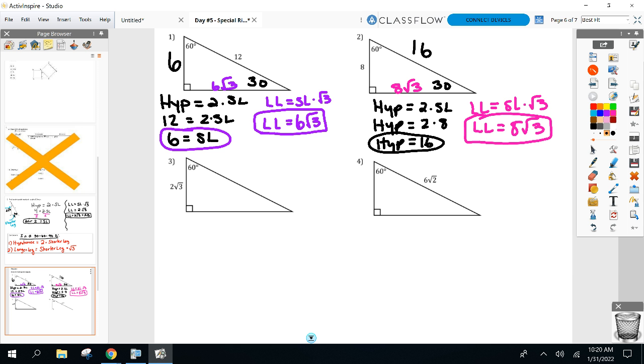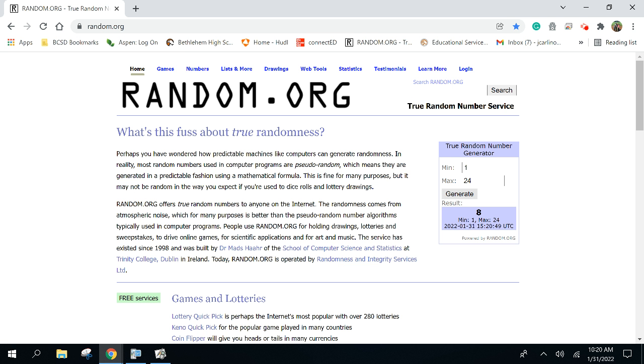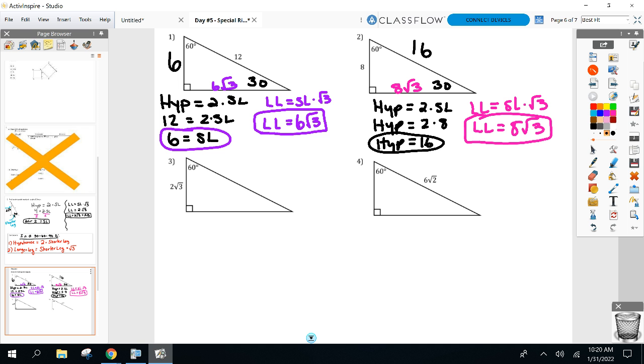What did I give you? What's 2 radical 3? Do we have an 8 anymore? 2 radical 3 is the shorter leg. Use either rule, right? If you're given the shorter leg, both rules involve the shorter leg, so use either one. I'll start with the hypotenuse like I usually do.